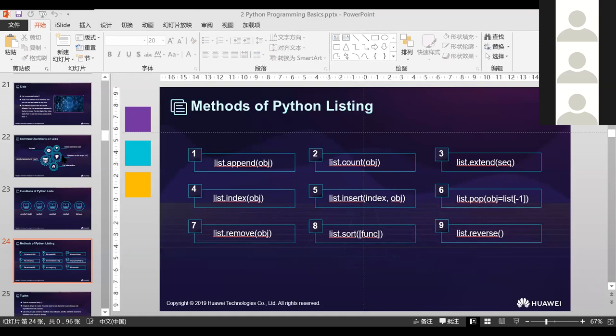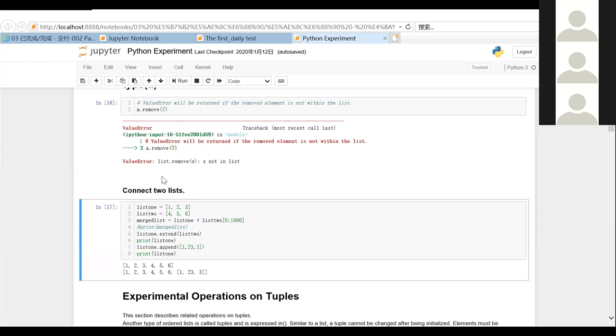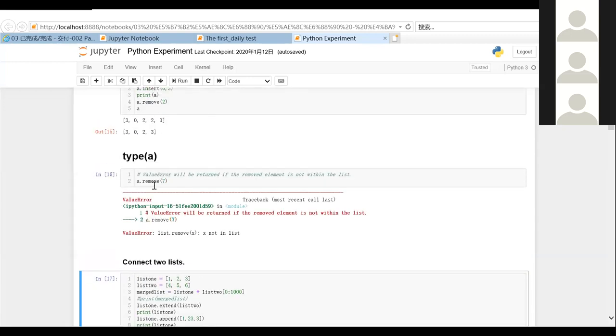Practice with your own Jupyter notebook. It will be very easy for those who have experience in Python, but we need to take care of everyone, make sure that everyone understands the basic grammar of Python. So we talk about how to append elements, how to insert, how to remove elements from a list.